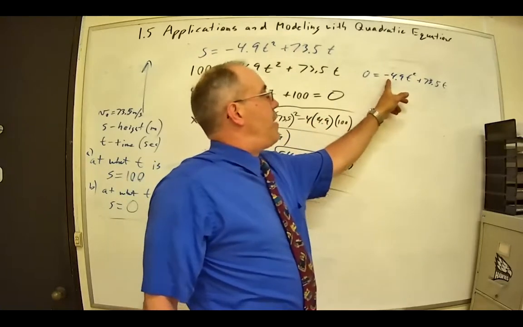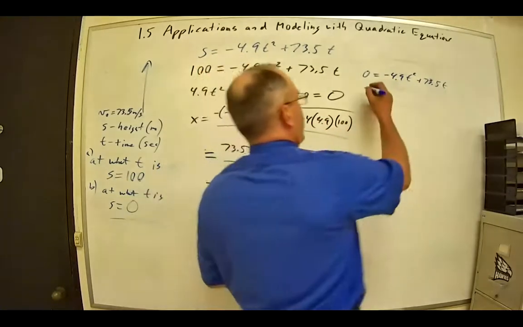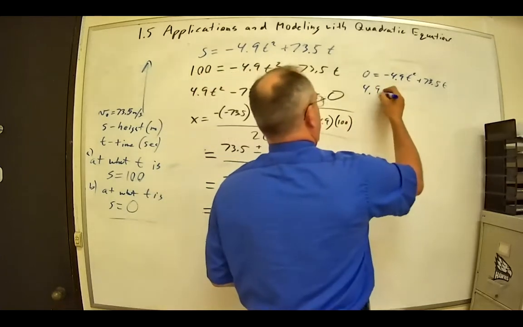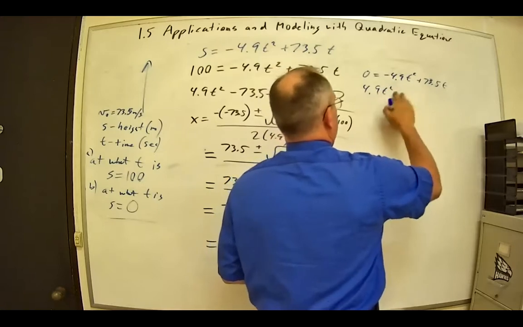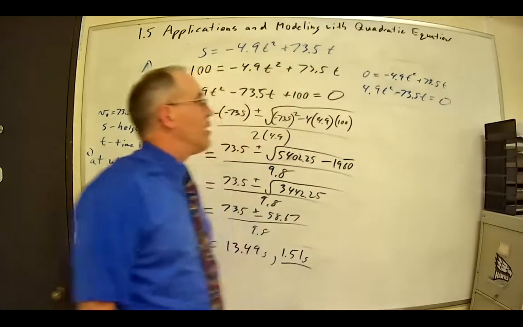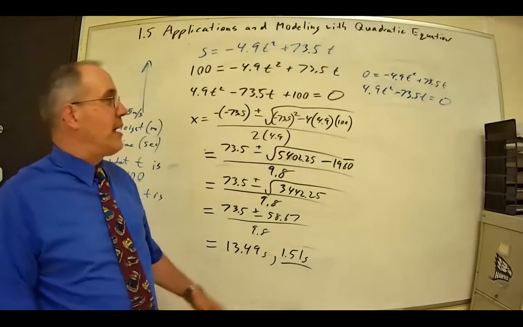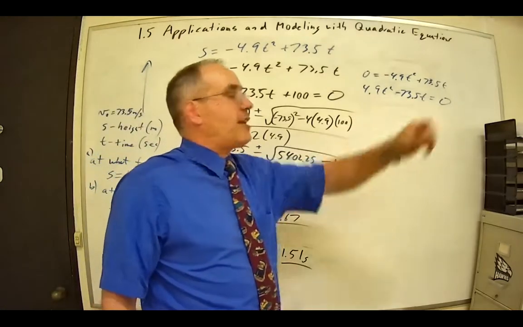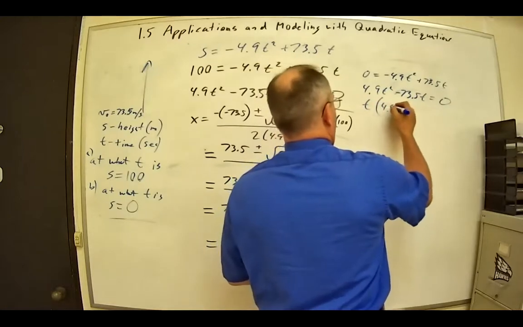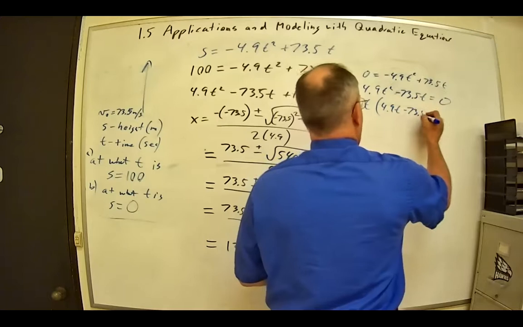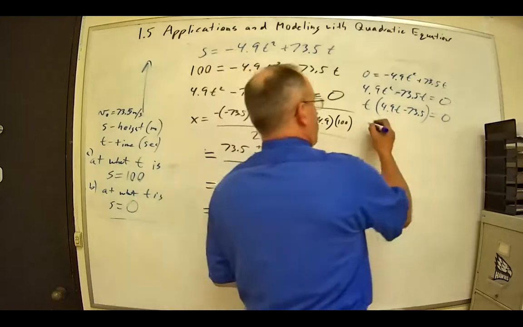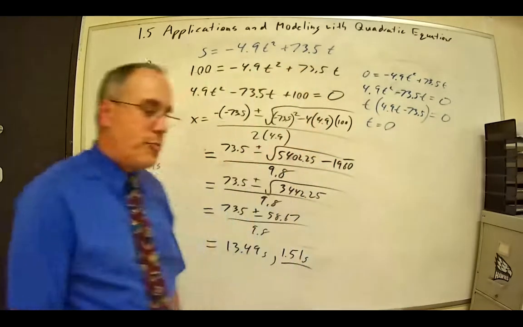Well, I can just divide through by -1, moving everything over to this side. So 4.9 t squared minus 73.5 t is equal to 0. Now I can factor, a relatively easy way, I can factor out the t. So I've got t times (4.9 t minus 73.5) is equal to 0. So t is equal to 0, which makes sense.